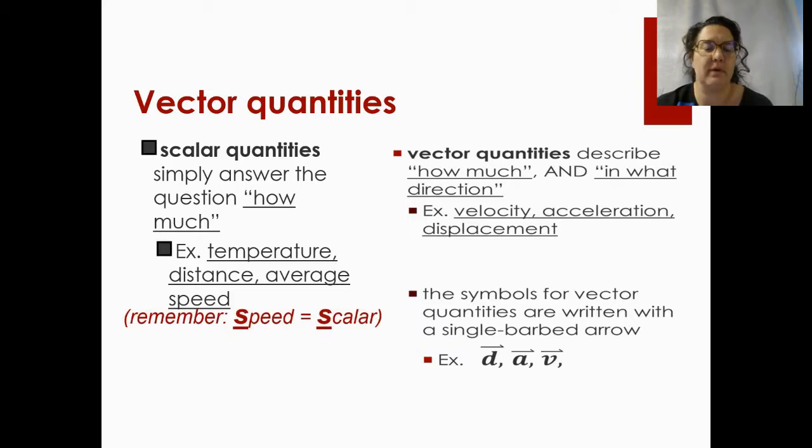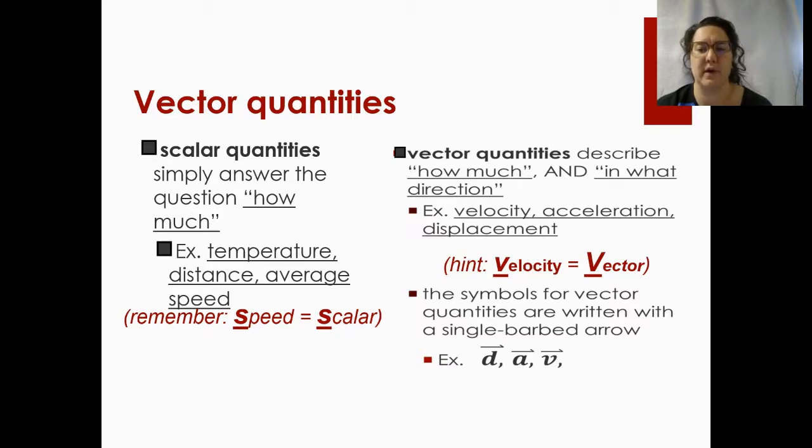So if you remember a little bit ago, I said that speed is a scalar quantity. So it asks how fast are we going, but it doesn't say in what direction. And this is the same as temperature and distance. However, in physics, we use a lot of vector quantities. And vector quantities ask how much and in what direction. For example, velocity, acceleration, and displacement. So the symbols for vector quantities are written with a single arrow above them.